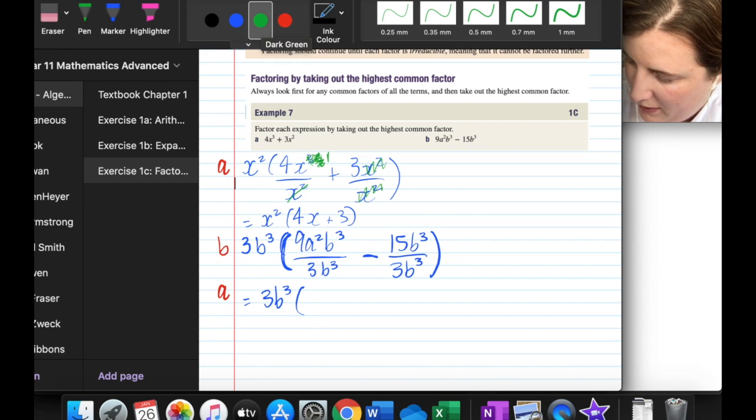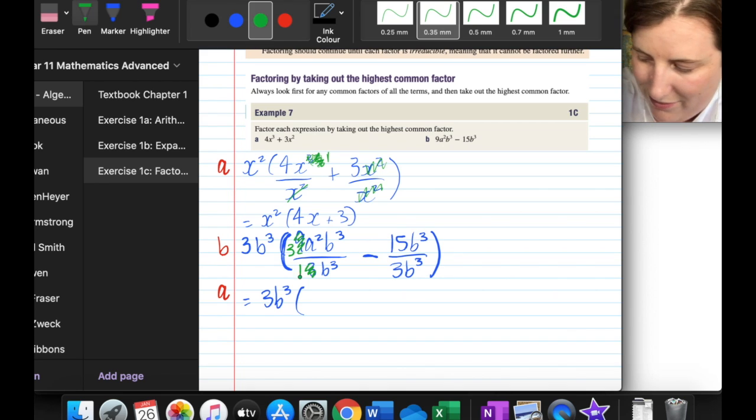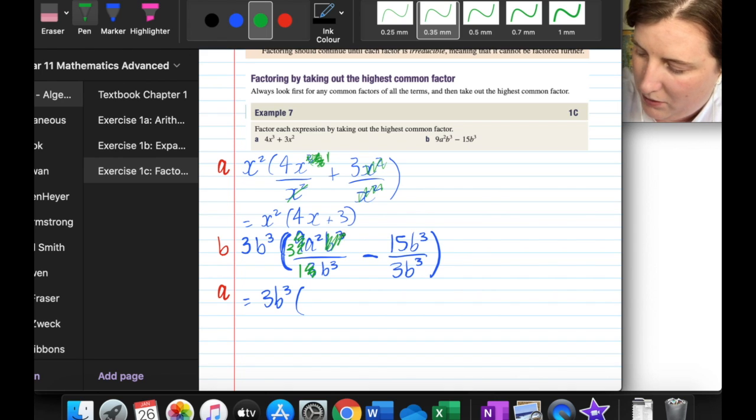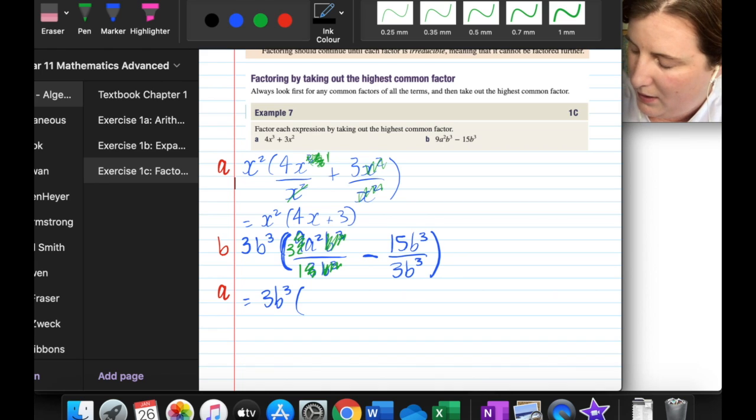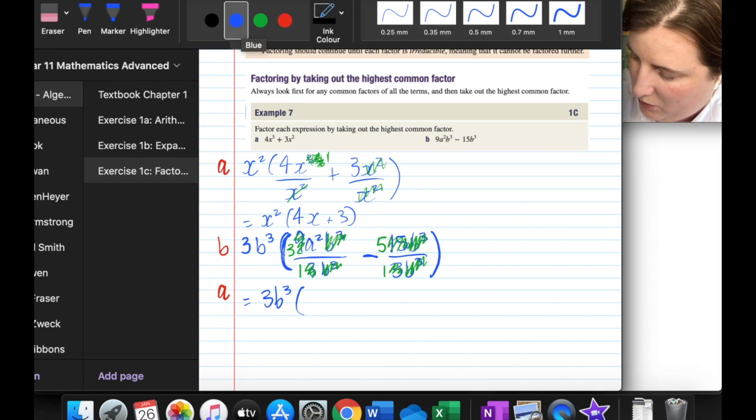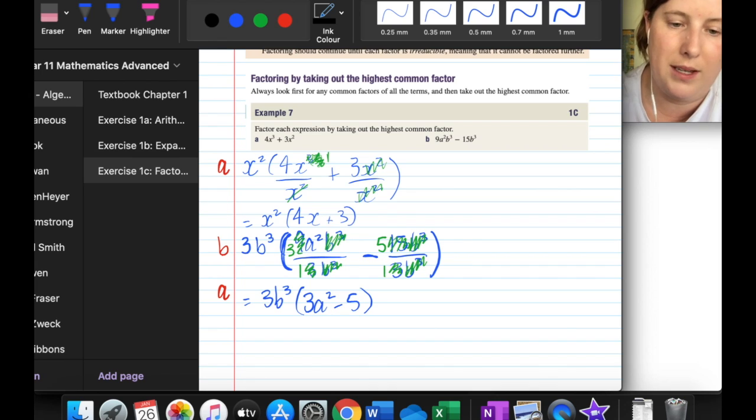Let's have a look. Well, 9 and 3. 9 divided by 3 is 3. 3 divided by 3 is 1. Do we normally bother writing that one? No, we don't. A squared, there's nothing to cancel out there. B cubed and b cubed. Hooray, they're the same. We could write 1 and 1, but why would we bother? 15 and 3. 3 goes into 15 5 times. 3 goes into 3 1 time. B cubed and b cubed, same diff. So we end up with 3b cubed outside of 3a squared minus 5. It's not rocket science.